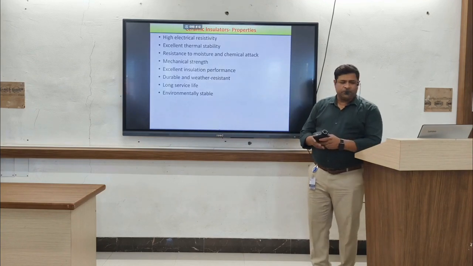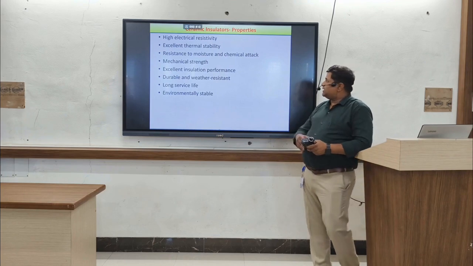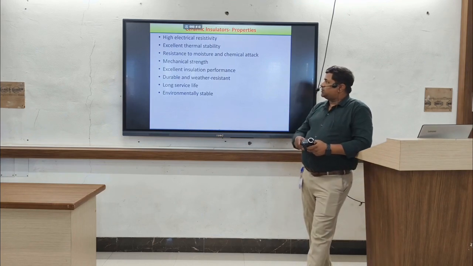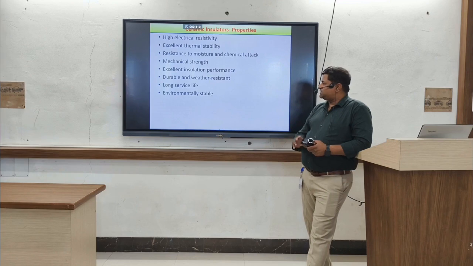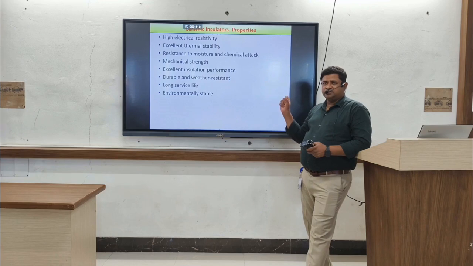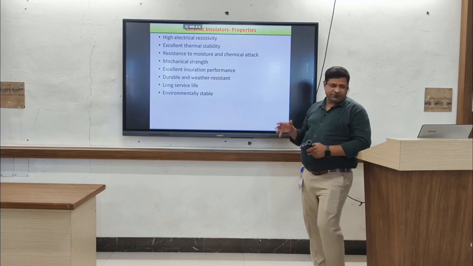Then you can have these properties of the ceramic insulators: high electrical resistivity, excellent thermal stability, resistance to moisture and chemical attack, mechanical strength is also maintained, excellent insulation performance, durable and weather resistant, long service life and environmentally stable. I think all the points you can understand. There is no need of extra explanation on this. By reading this one, you can understand what kind of application this is.